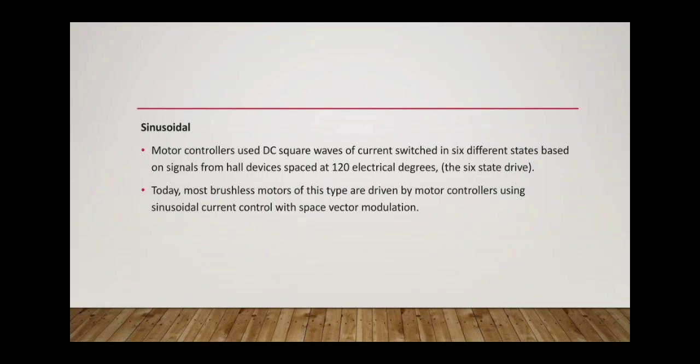And now sinusoidal. In sinusoidal, motor controllers used DC square waves of current switched in six different states based on signals from Hall devices, each spaced at 120 electrical degrees. Today, most brushless motors of this type are driven by motor controllers using sinusoidal current control with space vector modulation.